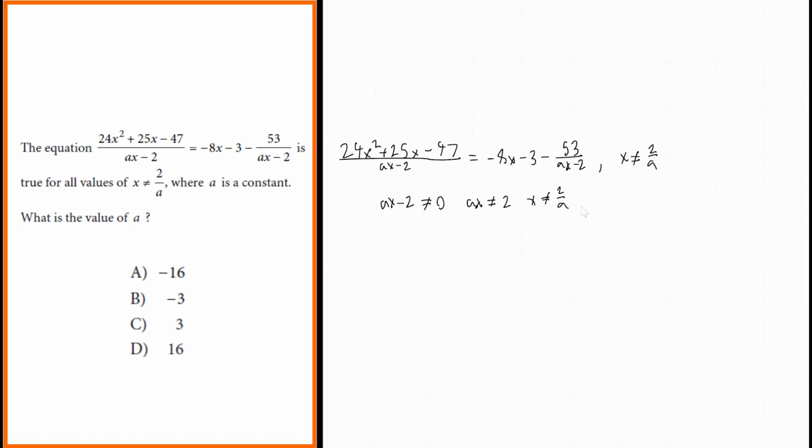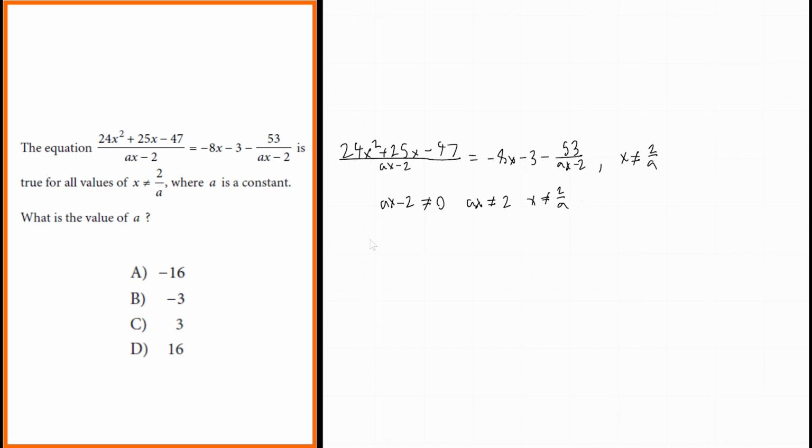This is part of the problem that might look kind of complicated, but it's really just saying our denominators cannot equal 0. Otherwise, we need to find what the value of a would be to make these two sides of the equation equal to each other. And the easiest way to see that would be to simplify this into a single fraction. The way that we do that is we multiply this term by ax minus 2 over ax minus 2.